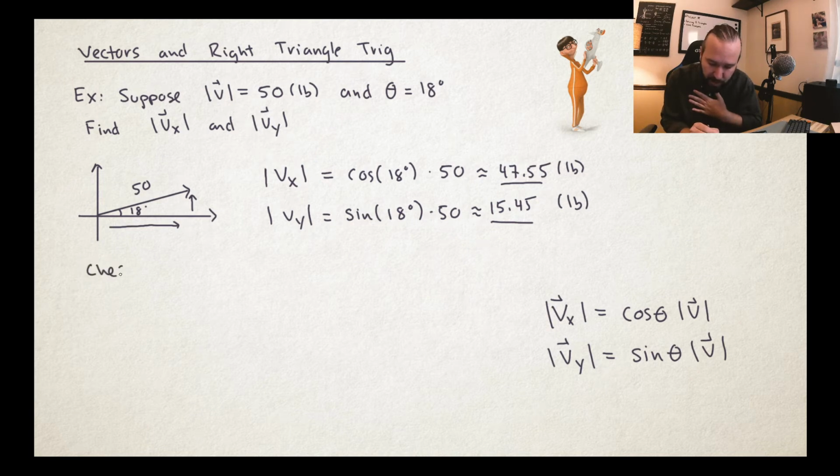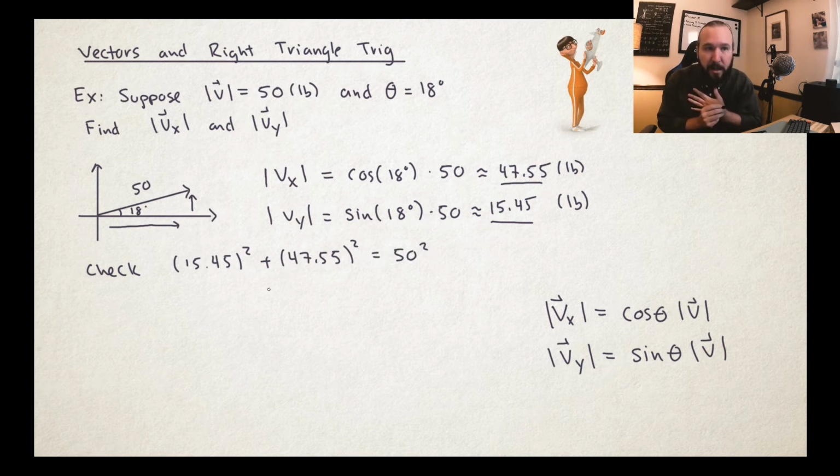You should be able to check, right? Because these pieces are all part of a right triangle. We should be able to just check that the Pythagorean theorem is going to work. So you may just want to take a minute to plug that into your calculator and see. Since we rounded, these things should be approximately equal to each other. So, yeah. All right, that's how vectors and components work.